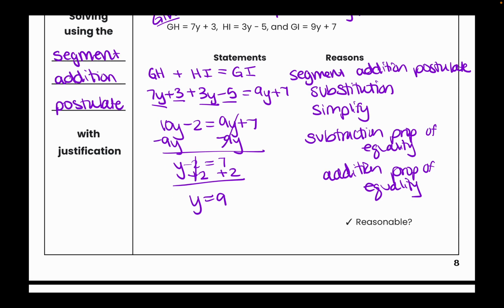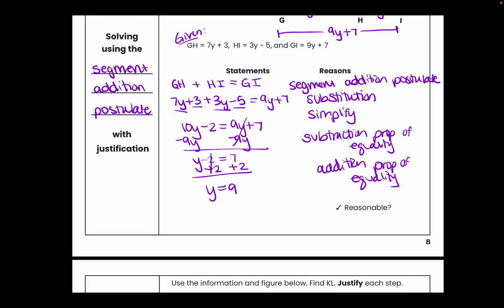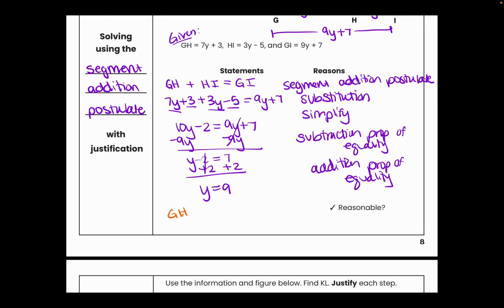And is that reasonable? Well, this is where we plug it in. So we know that GH is 7 times 9 plus 3, so that's 66. HI is 3 times 9 minus 5, which is 22. And GI is 9 times 9 plus 7, which is 88. 66 plus 22 equals 88. So is it reasonable? Yes. Checks out.